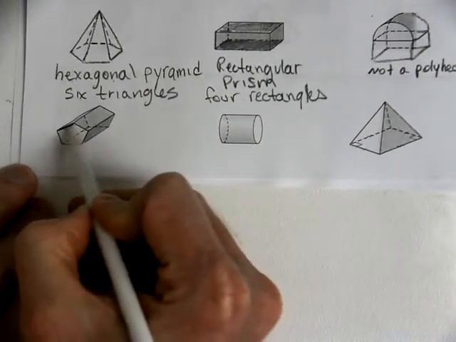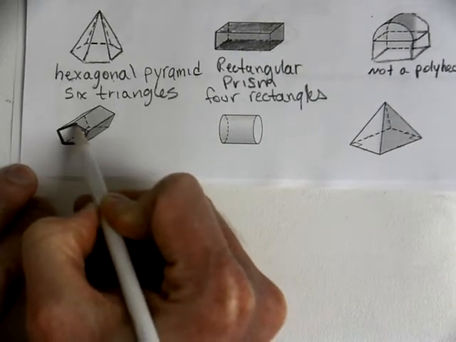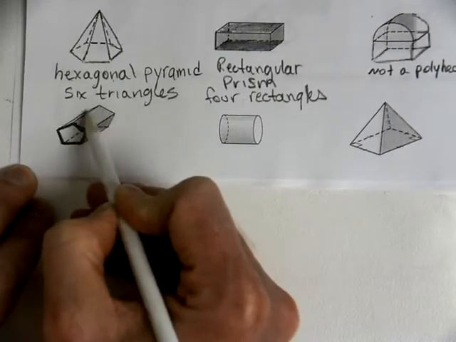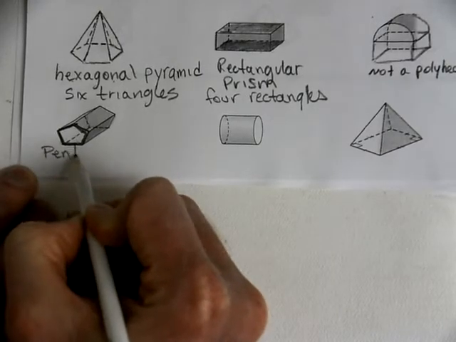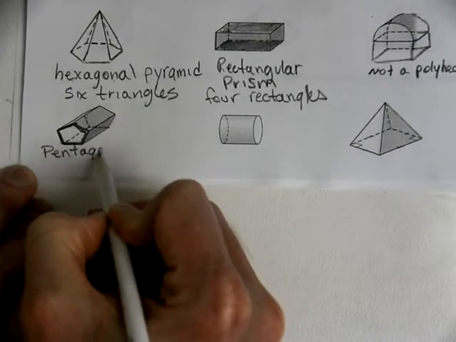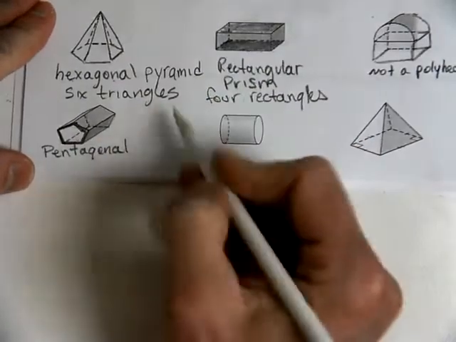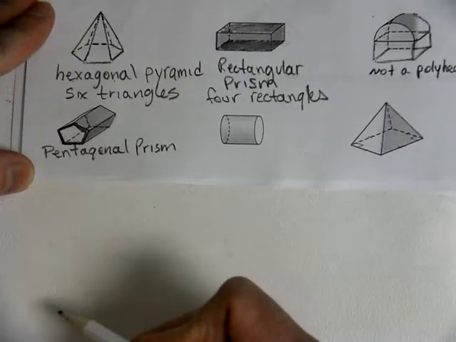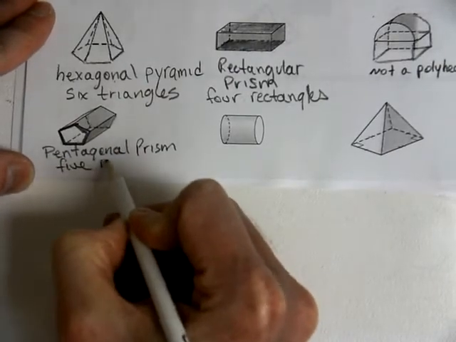Here, our base that's being repeated all the way through the shape, we've talked about this one some already, is a pentagon, and that pentagon is being repeated all the way through. So you could say pentagonal prism. This is a prism. And the sides would be five rectangles.